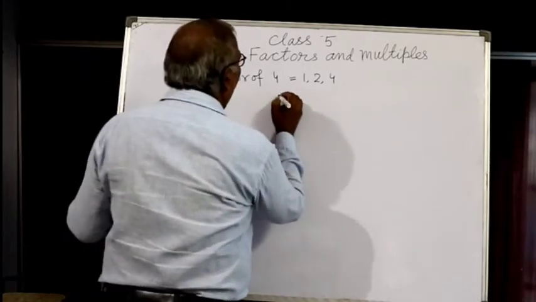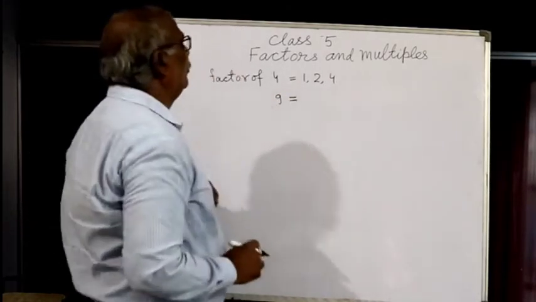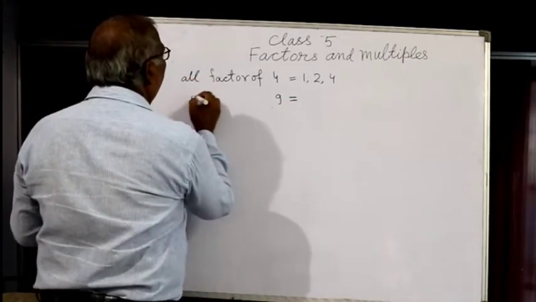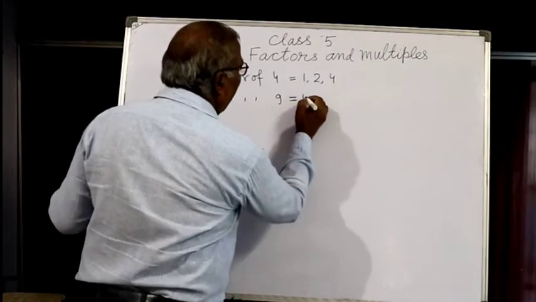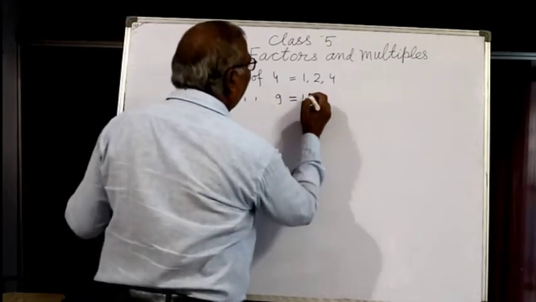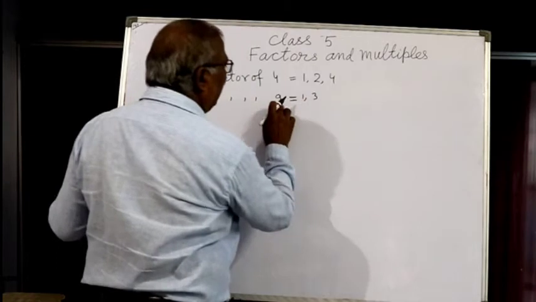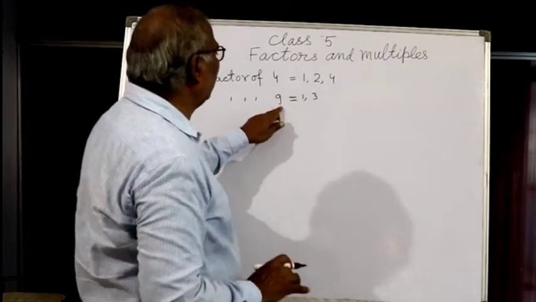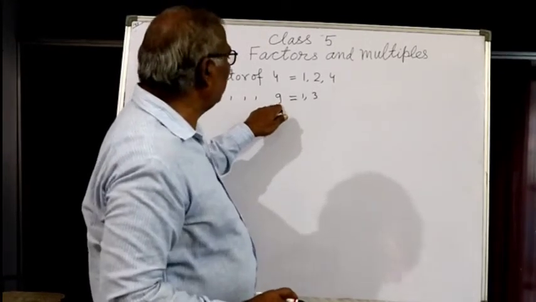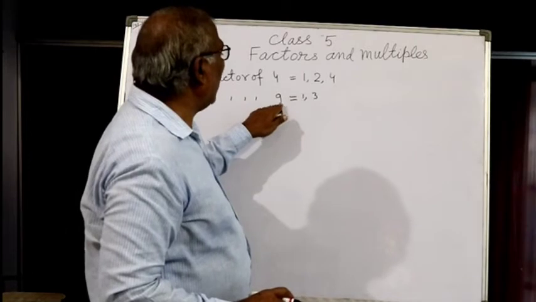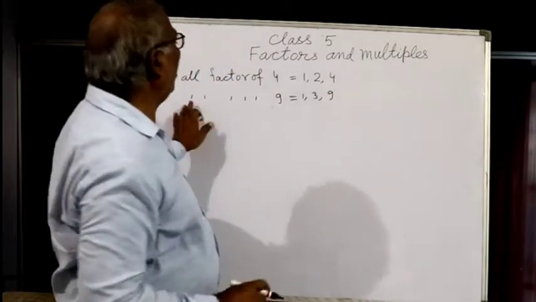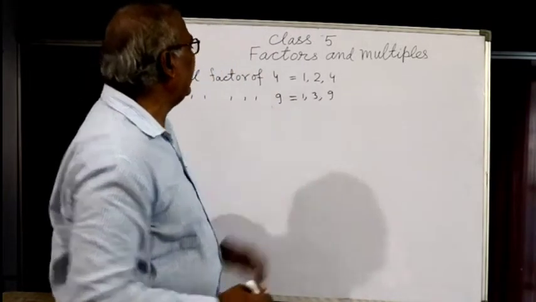Similarly, all factors of 9. First factor is 1. 2 is not a factor because 2 does not divide 9 exactly. 3 is a factor because it divides completely. 4 is not a factor. 5 is not a factor. 6 is not a factor. It is not divisible by 7. Then it is divisible by 9. So all the factors of 9 are 1, 3, 9.